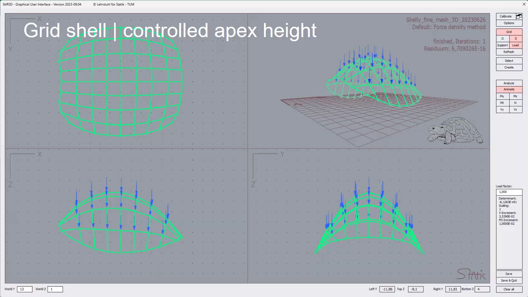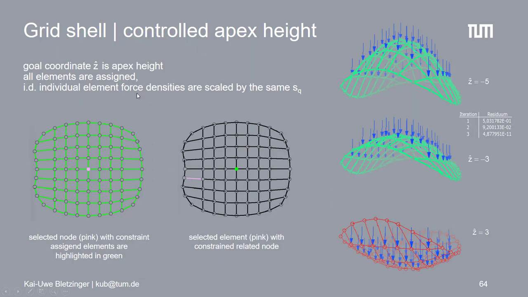Another example of a grid shell where we found the optimal shape as an inverted hanging model with respect to the given load. And what we are doing here is that in addition to finding the equilibrium shape, we also control the height of the apex at the highest node, which is exactly that one in the ground view. And that's how it's modeled.